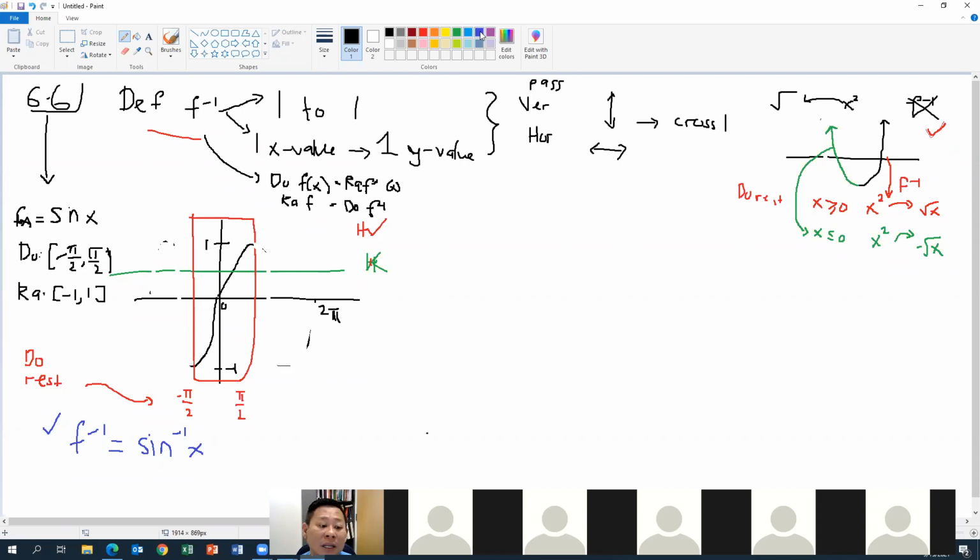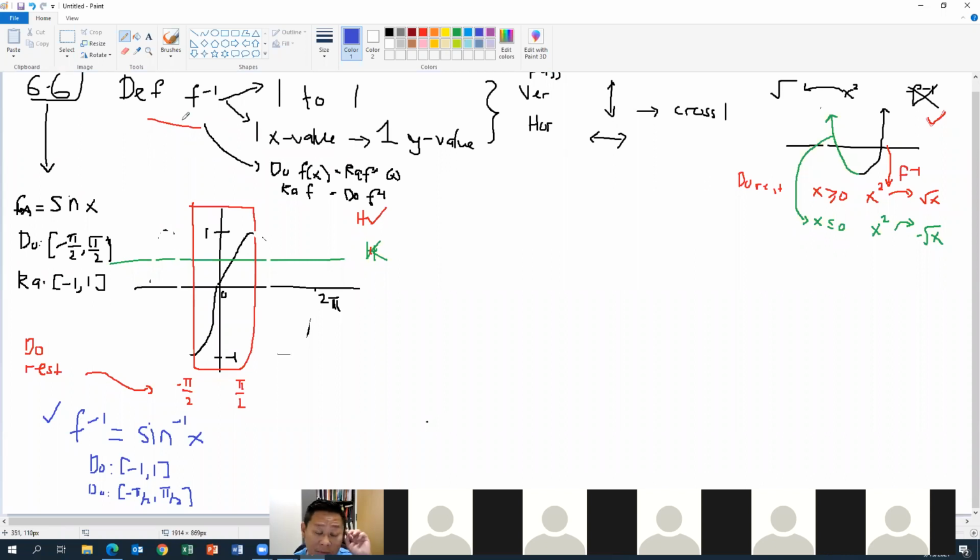So what happens to the inverse function of sine? It switches around. That means the domain of this inverse function is the same as the range of the original function, which is negative 1 to 1, and the range in this case will be from negative pi over 2 to pi over 2. So they switch around. That is the property, the definition of inverse function for domain and range. They always switch things around. So this is for the sine function.